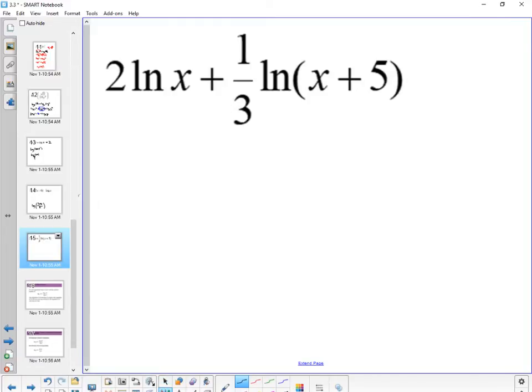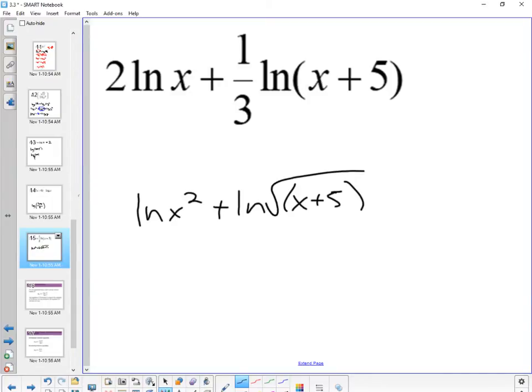Oh yeah. So let's start little by little, okay? So we've got ln x squared here plus ln of x plus 5, and it's actually the third root of that, right? To the 1/3. Now this addition means I'm going to multiply the two quantities. So I've really got ln x squared times the third root of x plus 5. And then those are parentheses. And yeah, if you want to do parentheses, more power to you.